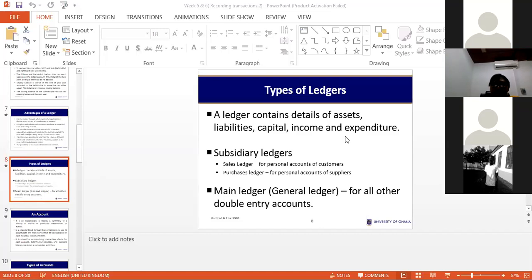If the business buys furniture. If the business buys a fixed asset, that fixed asset account, which is not a personal account, would go into the general ledger. Okay, good. Madam, disposal of fixed asset. Okay, disposal of fixed assets. Good, it would also go in there.